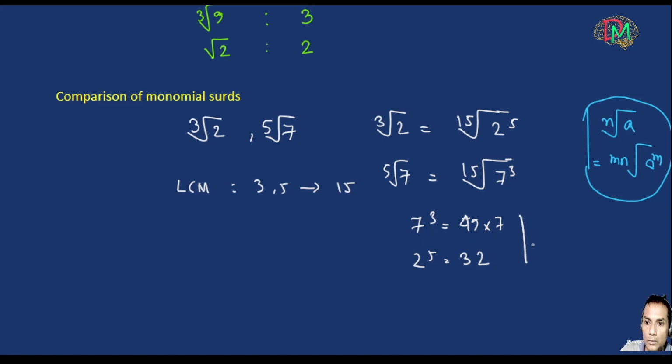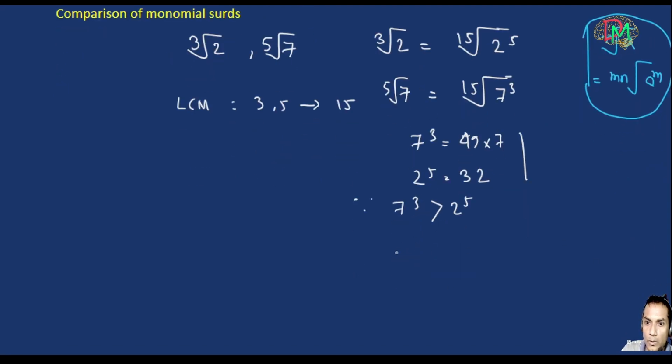So it is very much clear that 7 cubed is greater than 2 to the power 5. So for the same order you can write that the 15th root of 7 cubed is greater than the 15th root of 2 to the power 5. So we can write that the 5th root of 7 is greater than the 3rd root of 2. Clear?